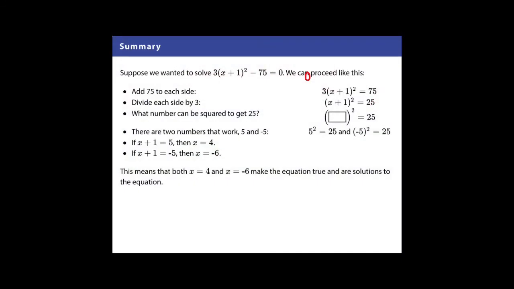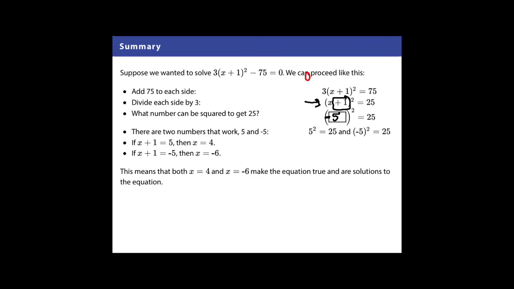So here is just a little summary of what we just went over. If we wanted to solve 3 times x plus 1 squared minus 75 equals 0, we can do it just like this. Add 75 to each side, and then divide by 3 in this step. And then what number can be squared to get 25? Well, 5 times 5 is 25.